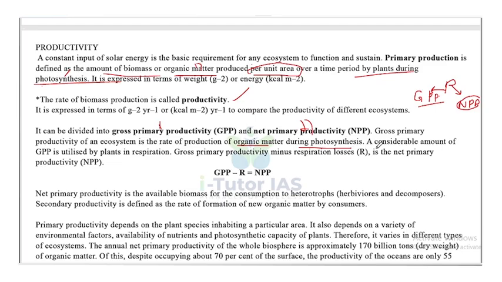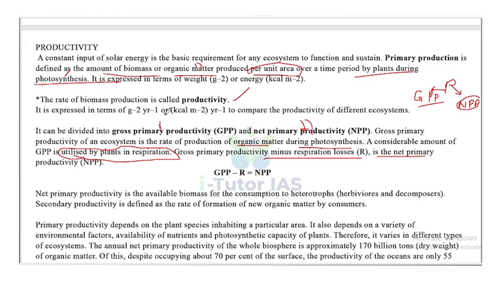A considerable amount of gross primary productivity is utilized by the plants for respiration. So the plants are producing this organic matter during photosynthesis, but it too has its energy expenditure. A considerable amount of this productivity will be used by the plants for their own respiration. So the gross primary productivity minus the respiratory loss is nothing but net primary productivity.